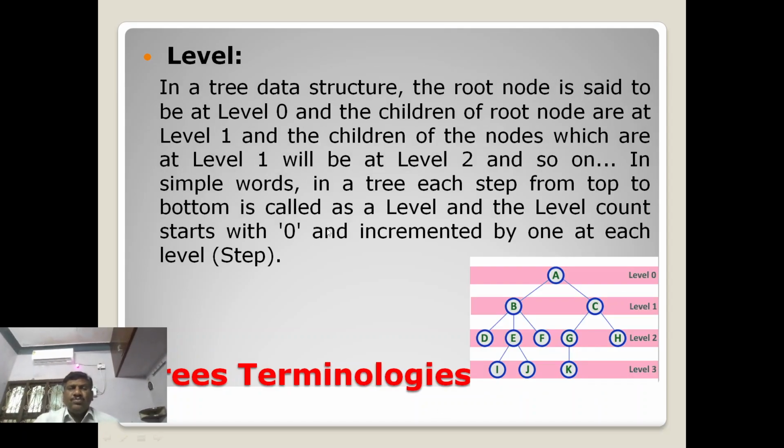Level. How to find the level of a node? The level of a node is calculated by putting the root node at level 0. You have to put the root node at level 0. Then their children will be at level 1. Then after this, their grandchildren will be at level 2, and the next ones at level 3. So you have to put 0 for the root node and proceed with plus 1 for the successor nodes. So this is said to be level.